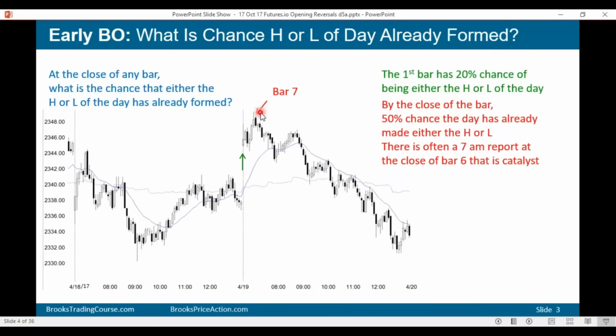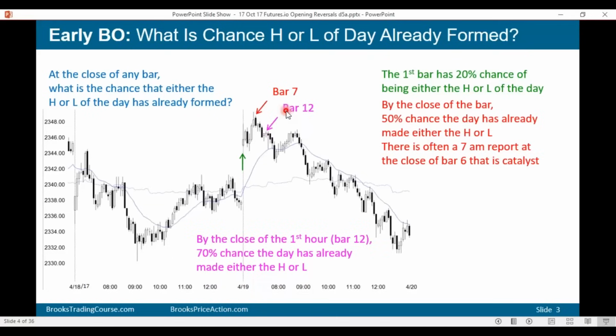By bar 7, there is a 50% chance that this is going to remain the high of the day, or this is going to remain the low of the day. By bar 12, the end of the first hour, there's a 70% chance that you've either seen the low of the day or the high of the day. And in this day, this was the high of the day.